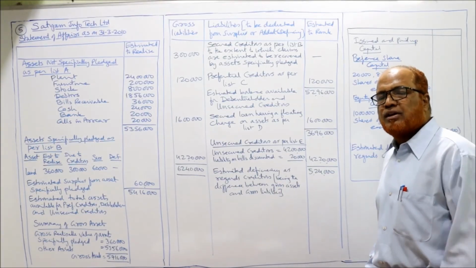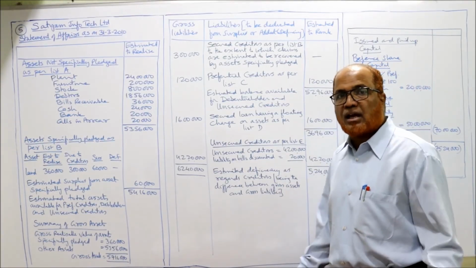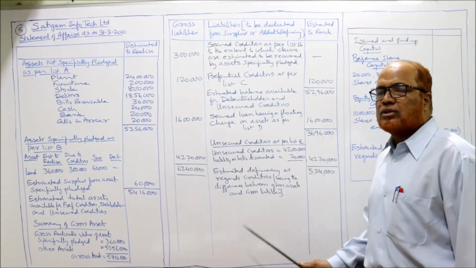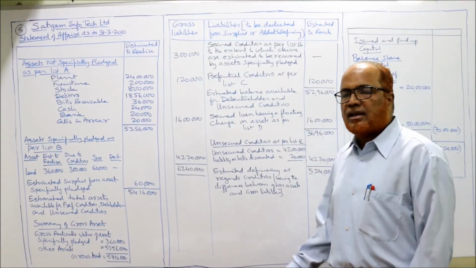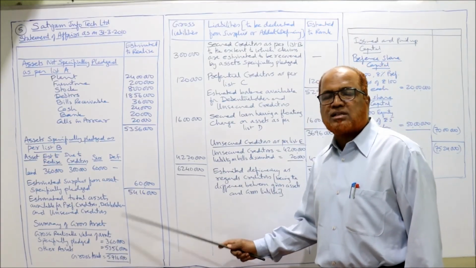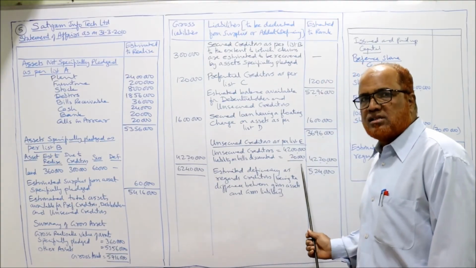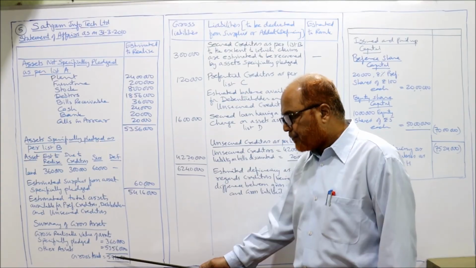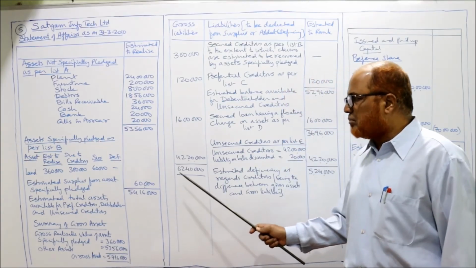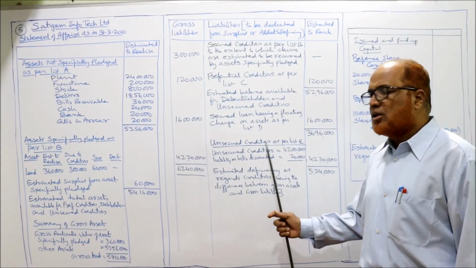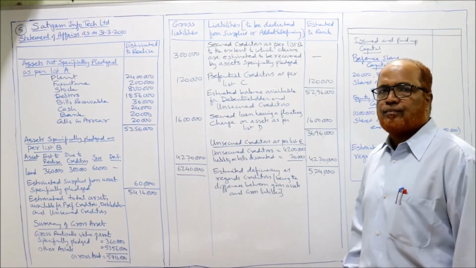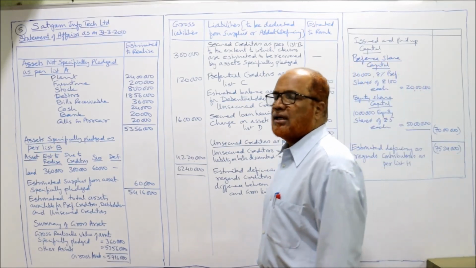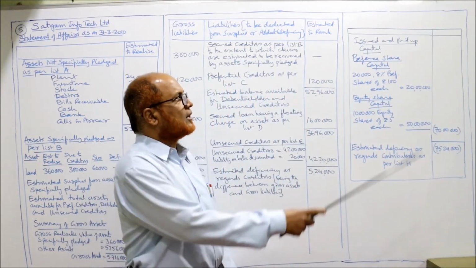This being the difference between gross assets and gross liability, we can confirm it. To find out whether this 5,24,000 is correct or incorrect, we will do a verification. Gross assets minus gross liability, you should get this amount. So gross assets are 57,16,000. 57,16,000 minus 62,40,000, you will get 5,24,000. That's all.